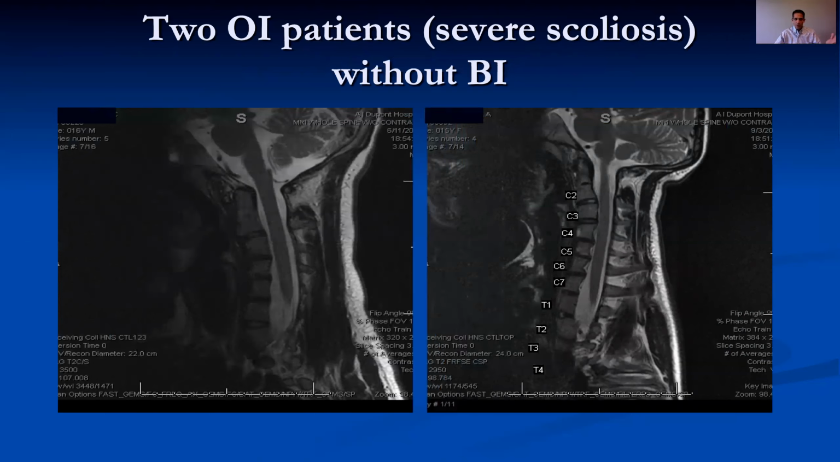So why do some people with mild OI get it, and why do some people with severe OI not get it? We just don't quite understand that at this time.